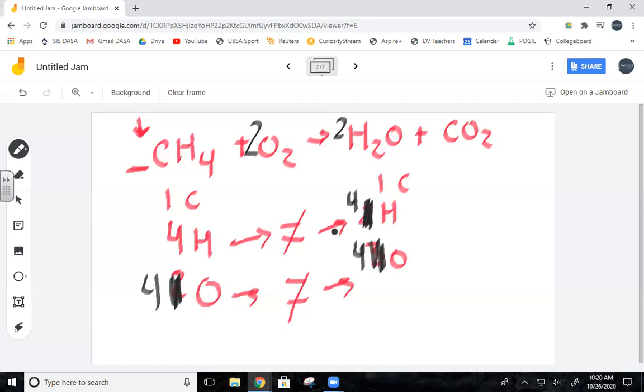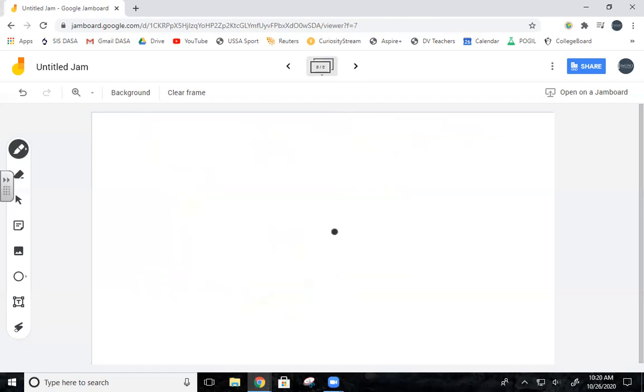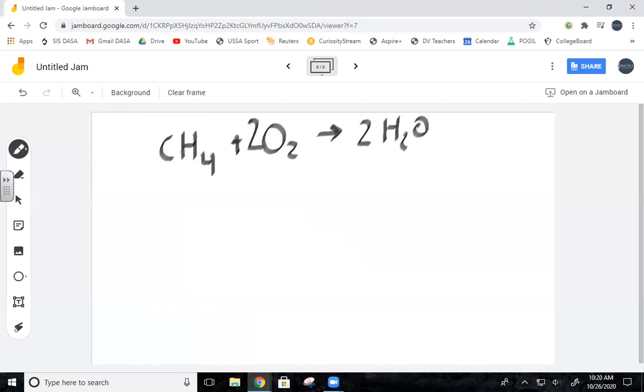So I'm going to rewrite it in a less messy way. I told you you were going to get tired of writing this equation. 2 O2, 2 H2O plus CO2.